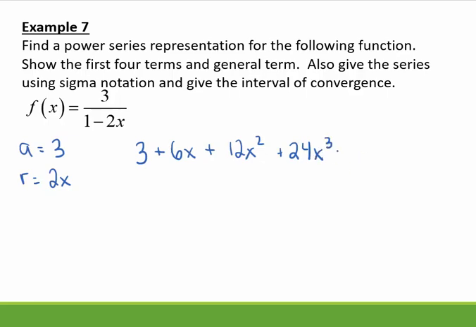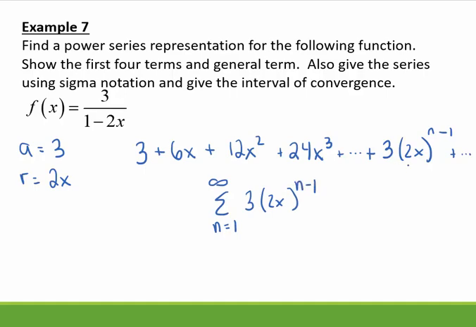Now I need my plus dot dot dot plus my general term, a1 r to the n minus 1, plus dot dot dot. And College Board is super picky on the plus dot dot dot, so you need that piece in there. Now this is an infinite series, and it's kind of nice because you have that function already.